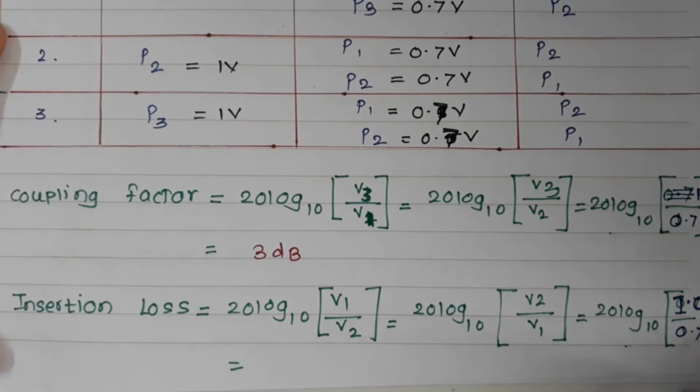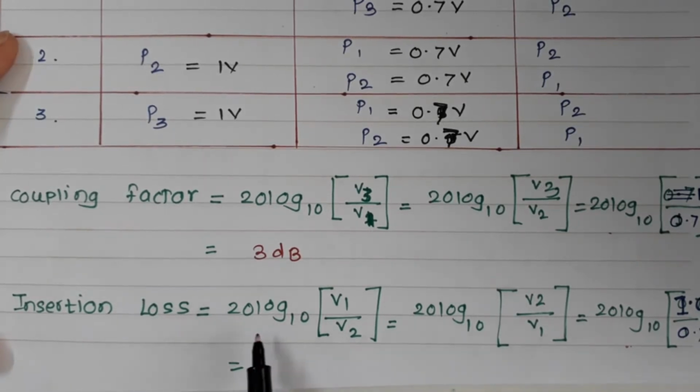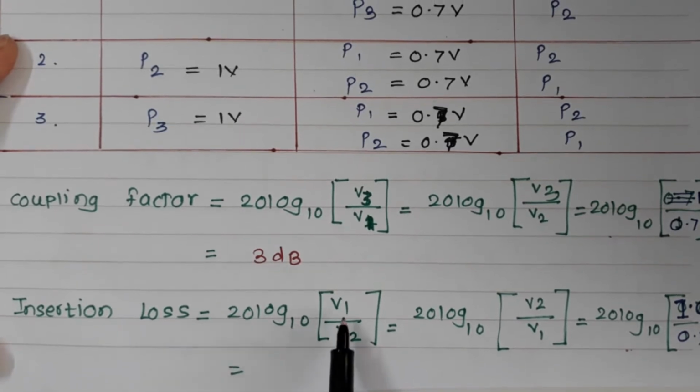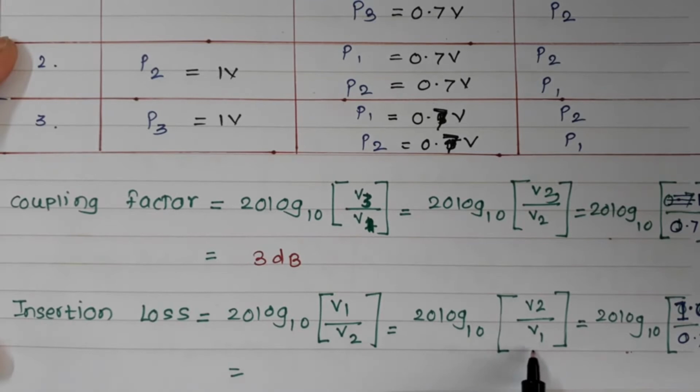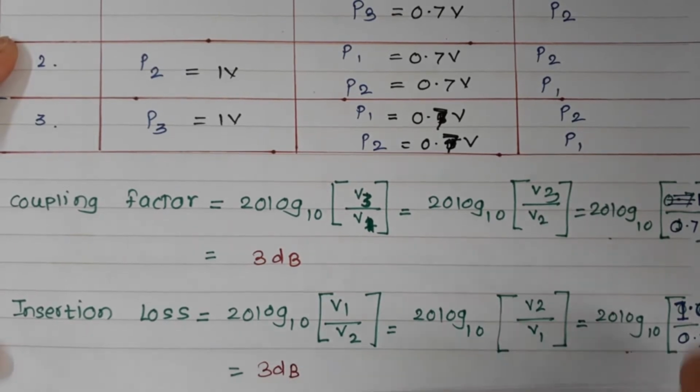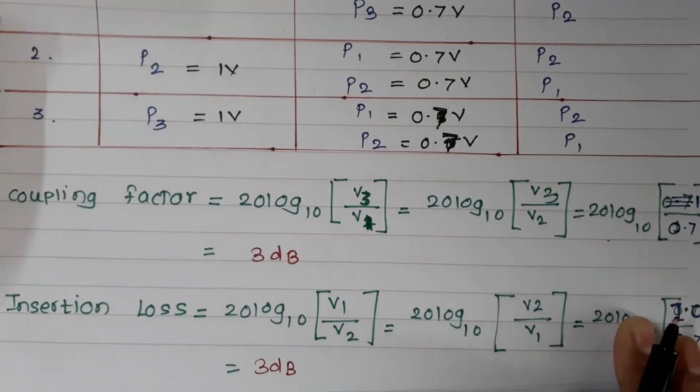Now, whatever loss you observe in the collinear arm will be called the insertion loss. So here we can see 20 log to the base 10 V1 by V2, otherwise 20 log to the base 10 V2 by V1, where we are getting 1 by 0.7. Again you will get the insertion loss the same as the previous one, that is 3 dB. So this is all about the E-plane T.